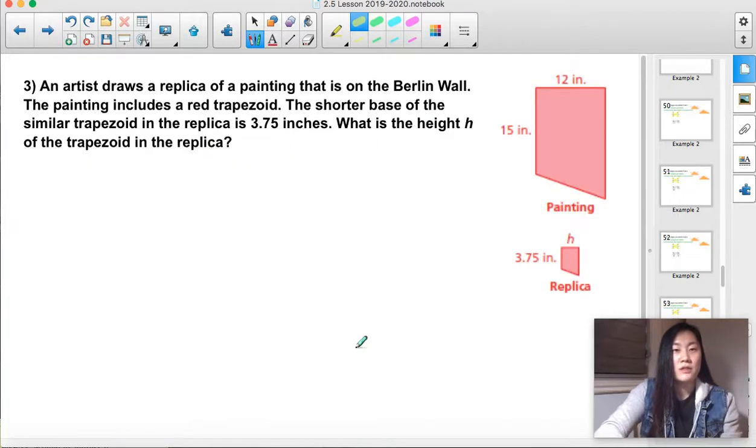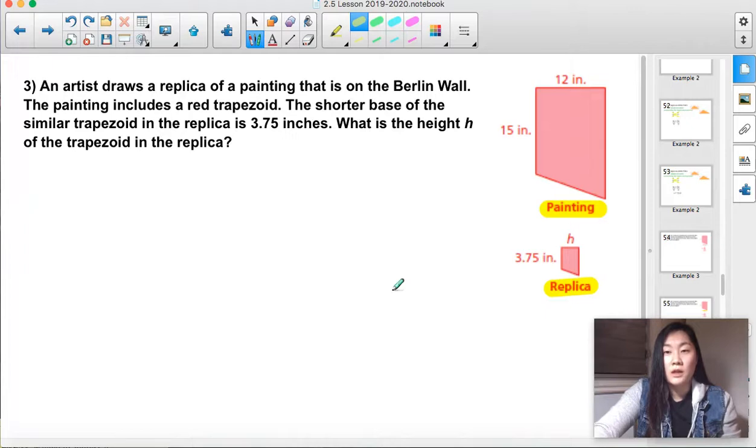Our last question of this lesson. An artist draws a replica of a painting that is on the Berlin Wall. The painting includes a red trapezoid. The shorter base of the similar trapezoid in the replica is 3.75 inches. What is the height h of the trapezoid in the replica? So we have two drawings on the side. One is the painting and one is the replica, the copy. And we were given that the two trapezoids are similar and that we have to find the height h, so right here, the height of the replica.